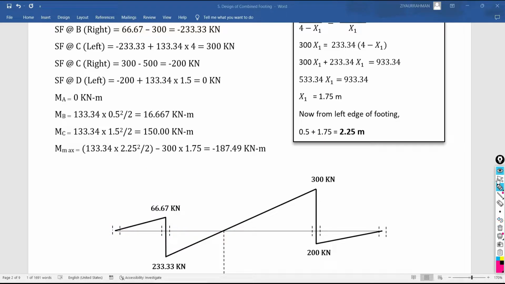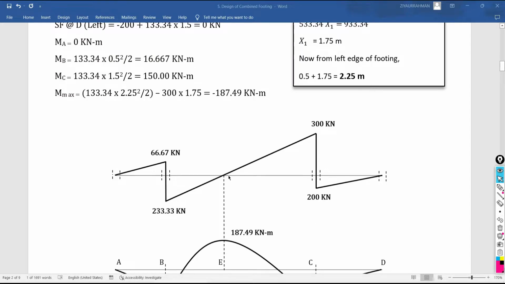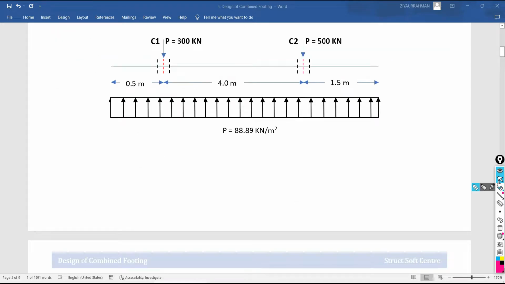So in this way we have to do the complete calculation for the shear force, and you have to draw the shear force diagram accordingly. Thereafter you have to find out the bending moment at all these different points. I want to calculate the bending moment at the edge point, then at the center of column C1, then at the center of column C2, then at the edge of this footing. You know that at the edge of the footing, the bending moment will be 0. At this edge also, the bending moment will be 0. So at both ends of the footing, the bending moment will be 0.